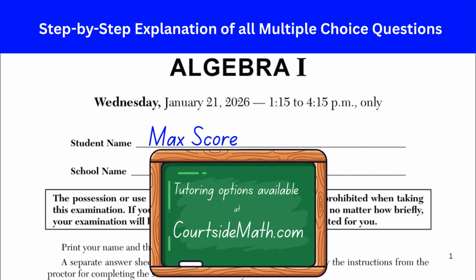I'm going to go over all the multiple choice questions and I'm going to try to give you more than one strategy for each question so that you can understand how to do things both algebraically and using your graphing calculator when available. So let's get into it with number one.